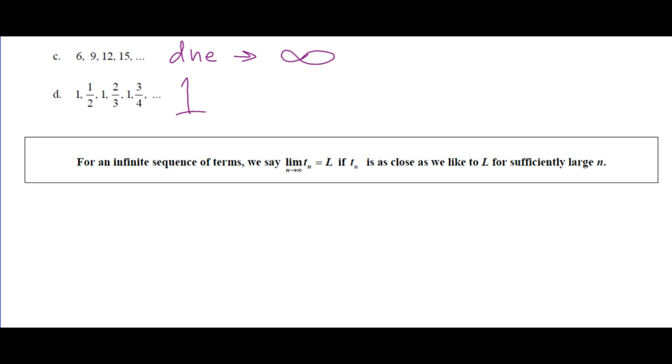So the limit as n approaches infinity. So remember, t sub n is t1, t2, t3. So as we take the sequence out forever, it's equal to L if we can get as close to L as we like.